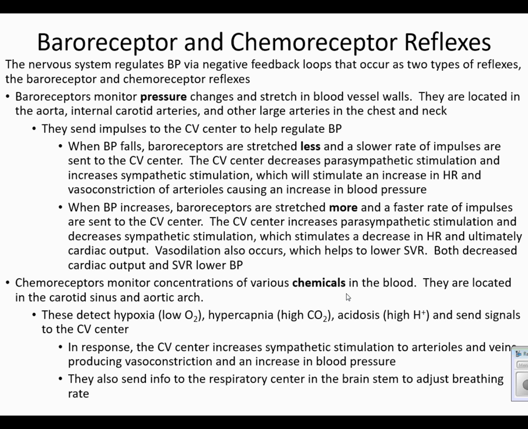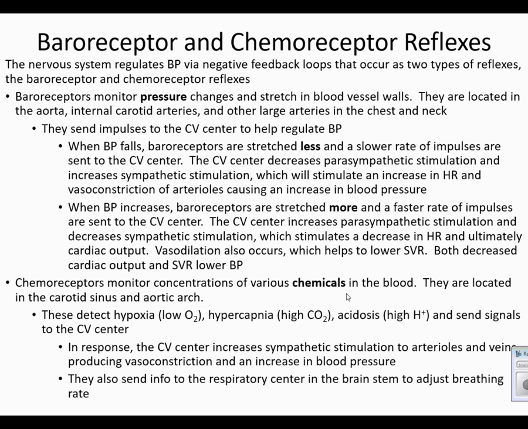It's going to increase heart rate and increase vasoconstriction of arterioles, both of which increase blood pressure. Whereas when blood pressure increases, baroreceptors are stretched more, and a faster rate of impulses is sent to the CV center. We respond with increasing parasympathetic and decreasing sympathetic. So we're doing the exact opposite of what we just did.